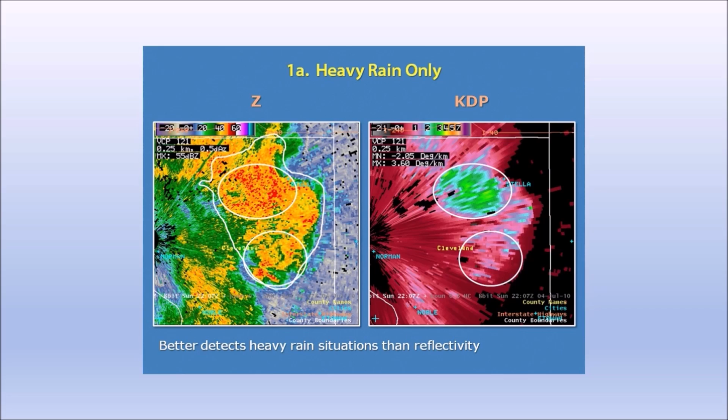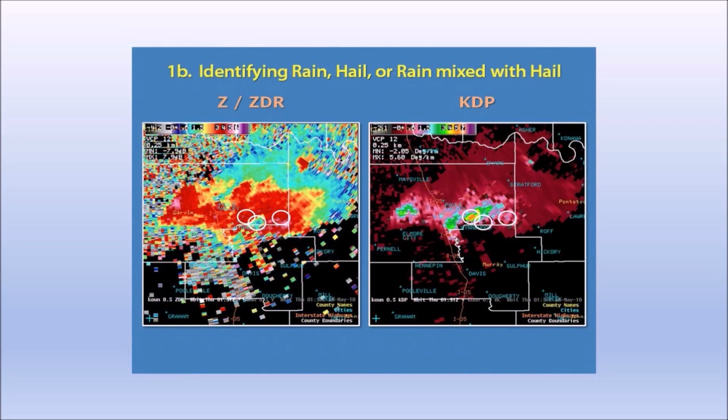Looking at KDP, we see higher KDP values to the north, top white oval, and lower KDP values to the south, bottom white oval, despite reflectivity values being almost identical. This tells us that there is heavy rain falling where the KDP values are higher and not as much rain where KDP is lower. Identifying rain, hail, or rain mixed with hail.